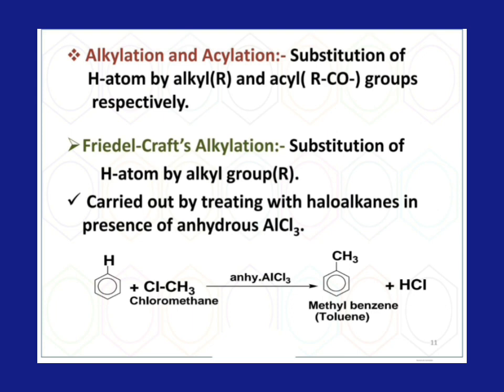We have to substitute an H atom from benzene. First we require benzene, and we add chloromethane. The H atom of benzene is substituted and goes out as the leaving group, and the CH3 from chloromethane is attached to one side of the benzene. In the final product we get methyl benzene, which is known as toluene. This is the most important topic, you must remember it.